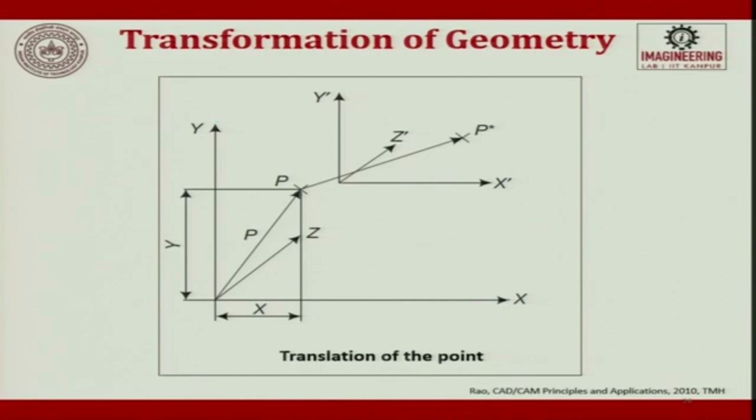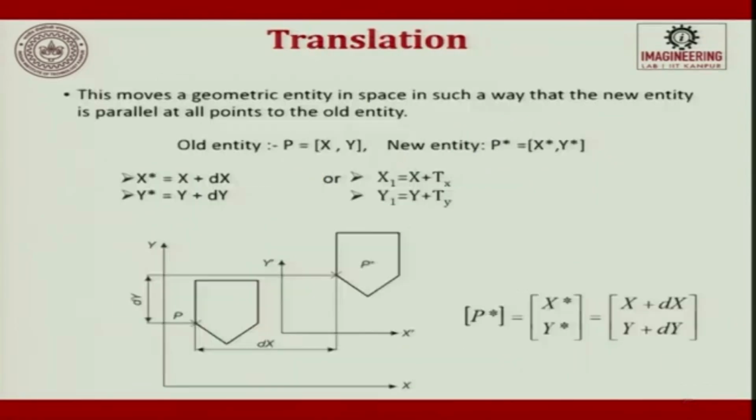When we do a point transformation, this is what it is. You have an xy plane, and there is a point called P. This point has to be moved to P dash, which is a new point. So P dash is nothing but the transformation applied to P. This is what happens when you translate a point. It moves a geometric entity in space in such a way that the new entity is parallel at all points to the old entity.